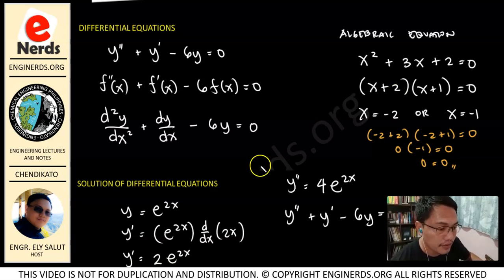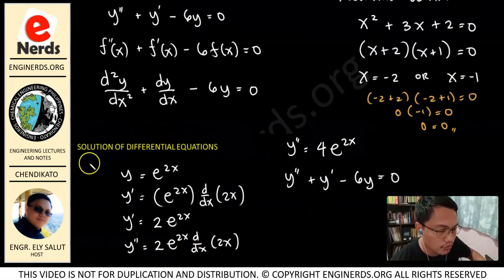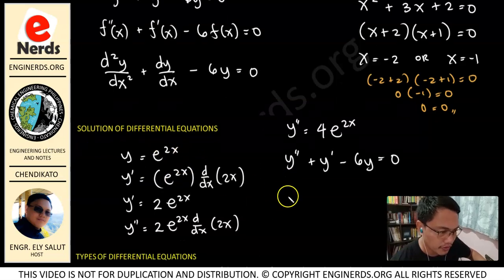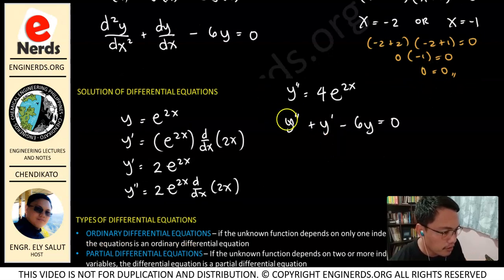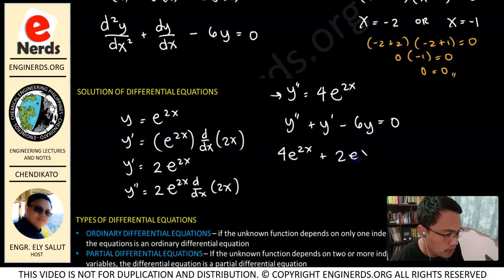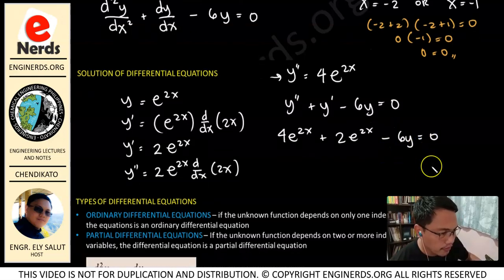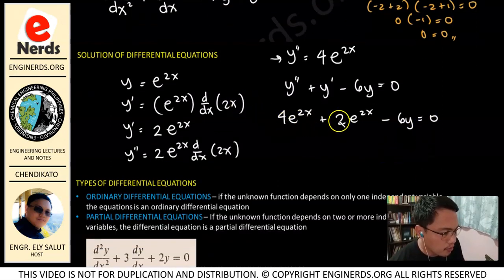So it's the same here. How do we check the solution of a differential equation? We are also going to substitute the solution of our differential equation. So let us now substitute that here in our equation. We have y double prime, which we already found here, so our y double prime is equal to 4e to the 2x plus y prime. Our y prime is 2e to the 2x, so 2e to the 2x, then minus 6y is equal to 0. Alright? Now, as you can see, we can factor out this e to the 2x, right?